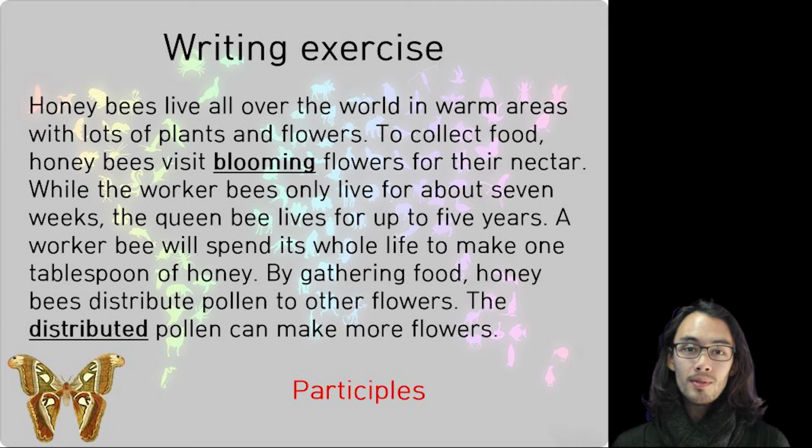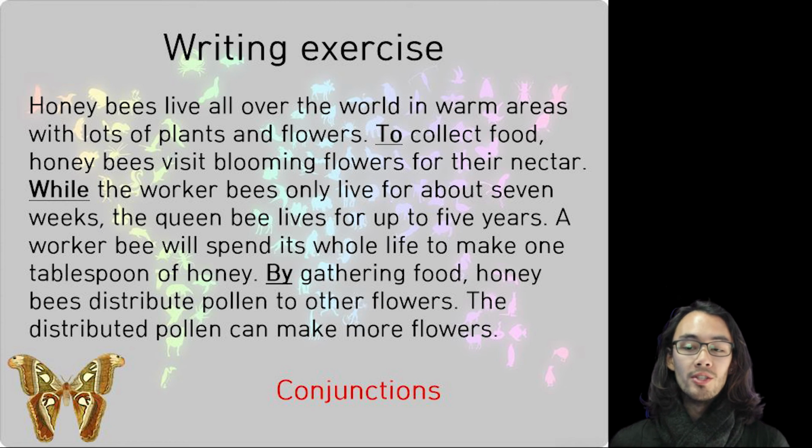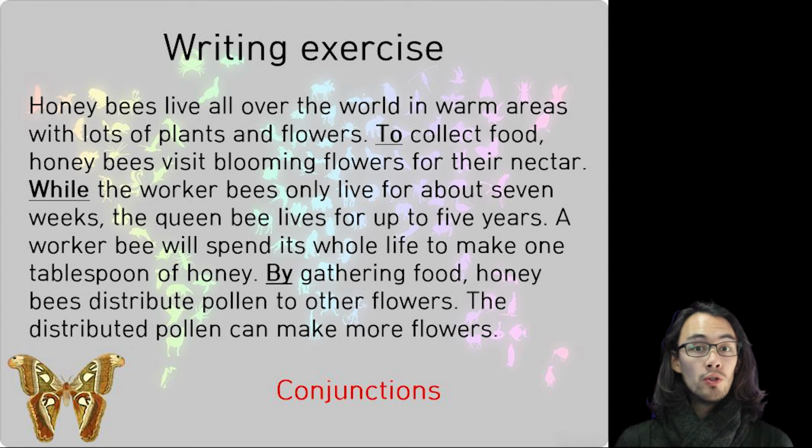The participles are blooming and distributed. So the blooming flowers and the distributed pollen. The conjunctions are to collect food, while the worker bees, and by gathering food.